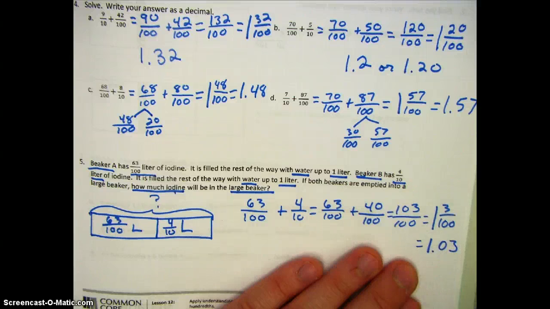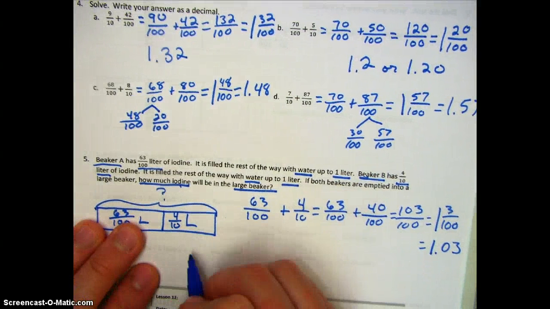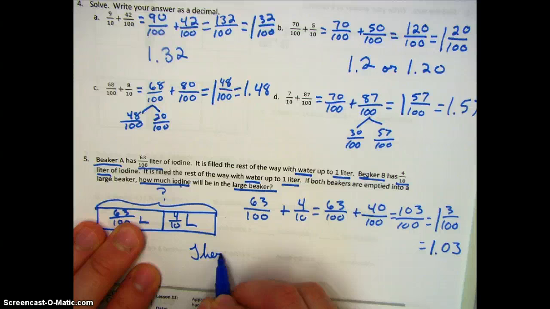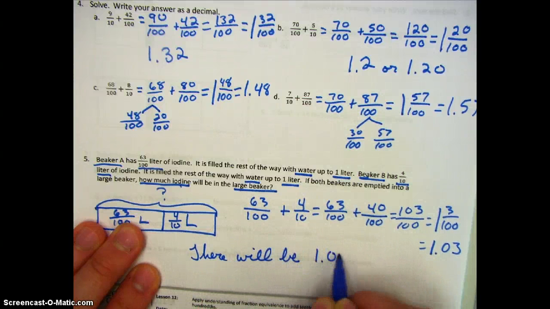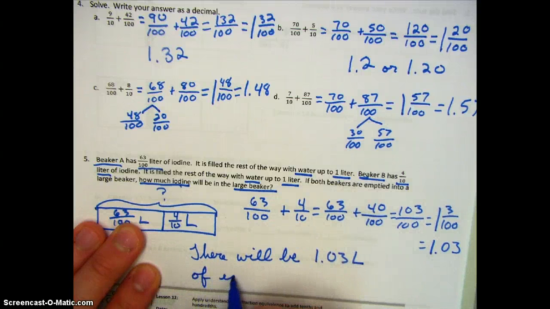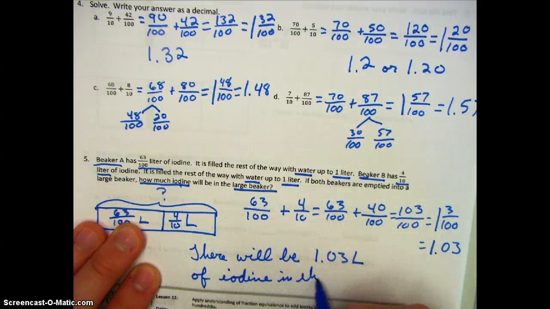looks like this. So now when we go to write our answer statement, there will be 1 and 3 hundredths liters of iodine in the large beaker.